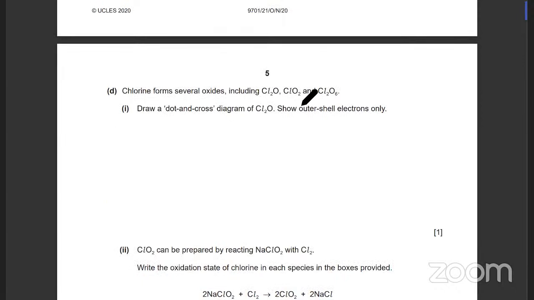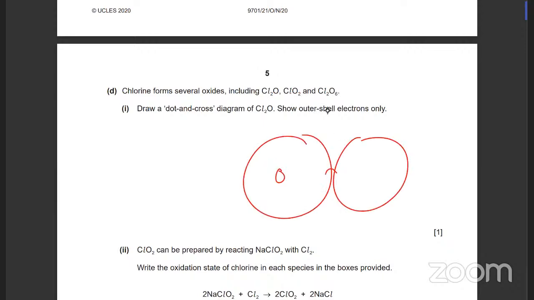Now draw a dot and cross diagram for ClO2 showing outer electrons only. So oxygen and Cl, that's easy. Cl will share 1 electron. Oxygen will have, these should be crosses. So oxygen is in group 6, so it forms 2 bonds.